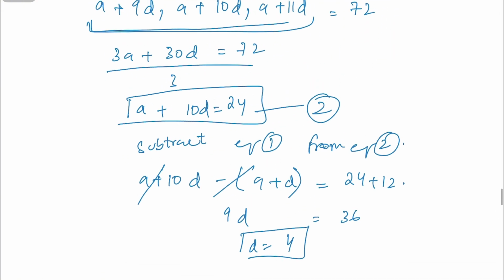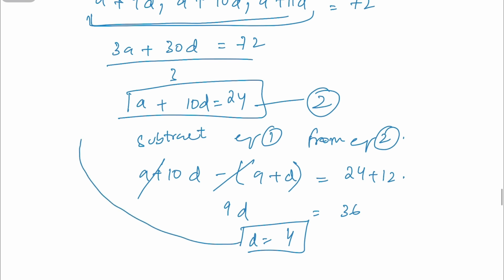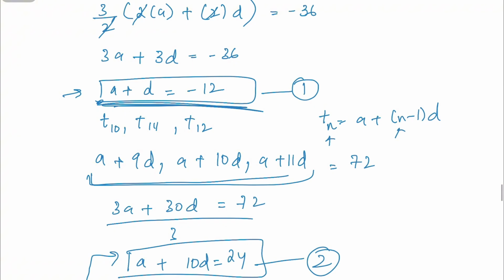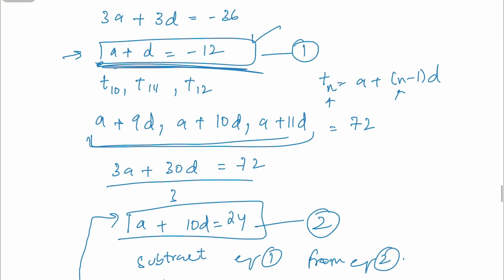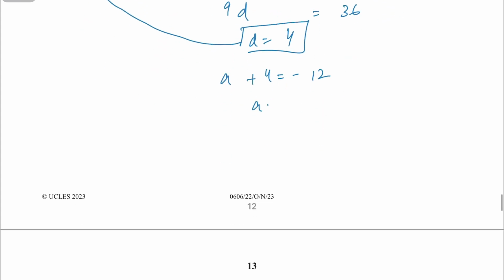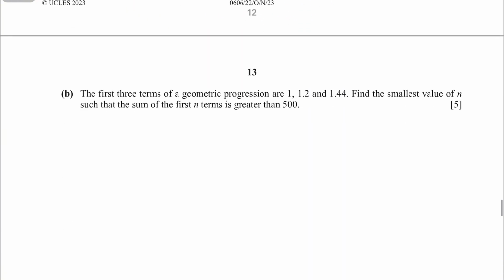Now moving on to calculate a, we can substitute in any equation. We can use this equation, or we can use this equation as well. We will be using this equation. So this would be a plus 4 equals negative 12, and our a would look like negative 16. So this is our final answer.